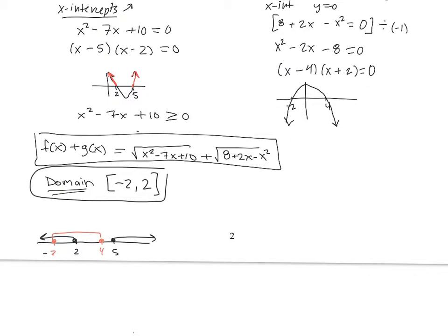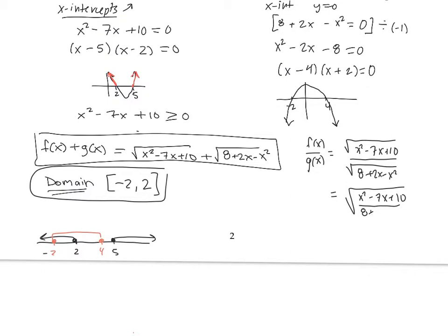The next one was division, right? This next one was f of x over g of x, is that right? So root of x squared minus 7x plus 10 over root of 8 plus 2x minus x squared. Technically, maybe something would factor and cancel, but I don't think it does in this case.